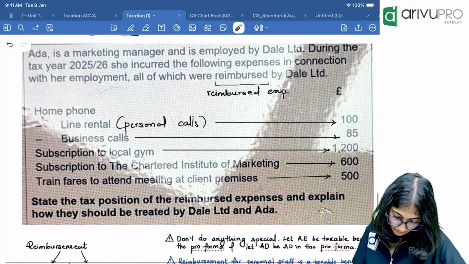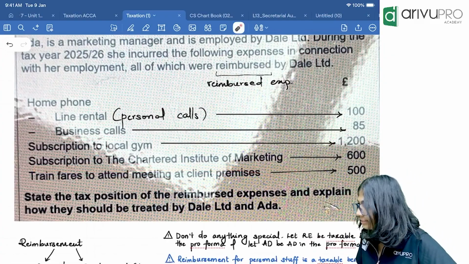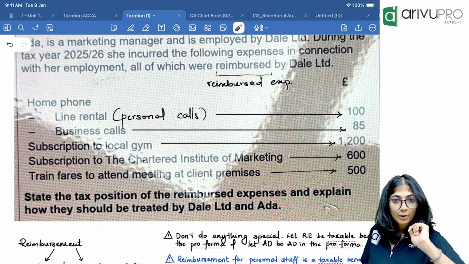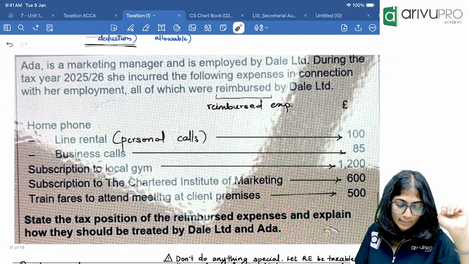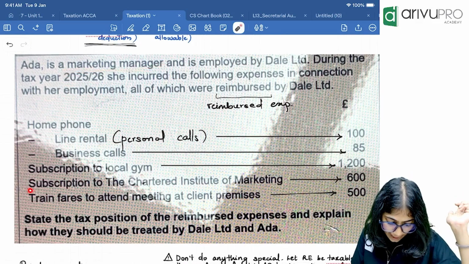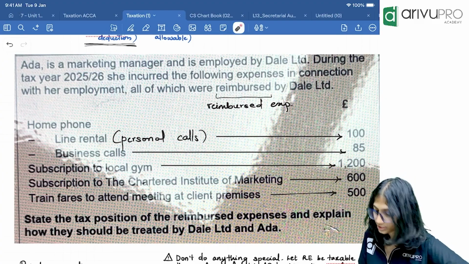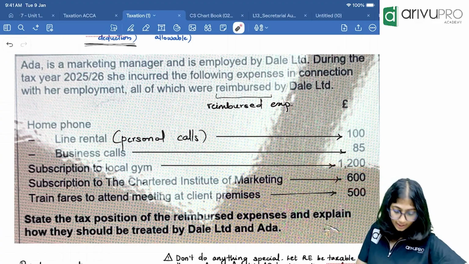Alright. Now, subscription to Chartered Institute of Marketing. It is a subscription to a professional body that is relevant to your employment. How do you see if it's relevant or not? They are a marketing manager. They are paying subscription to Chartered Institute of Marketing. It is relevant. It's pretty logical, right? So this part is an allowable deduction.